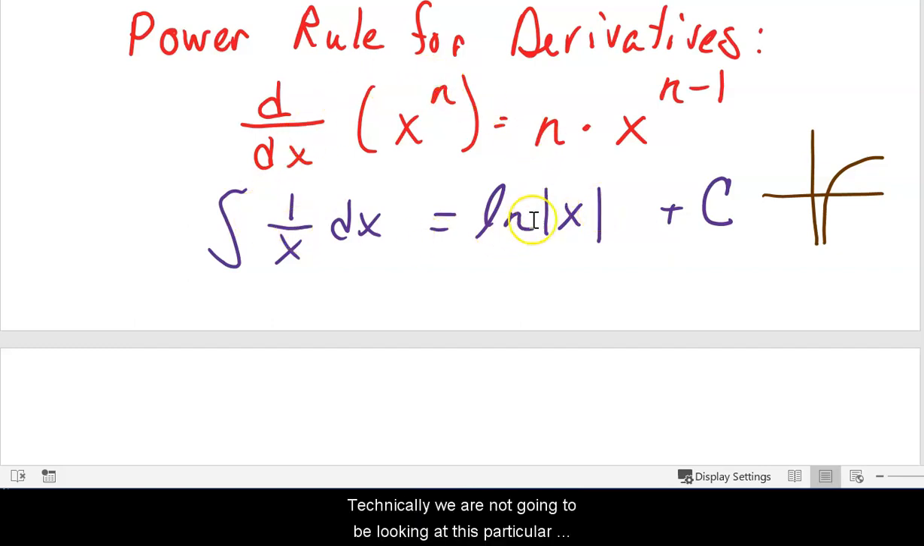Technically, we are not going to be looking at this particular antiderivative until much later in Chapter 5, but just in case it crops up somewhere, I thought I'd go ahead and give it to you here. Technically, I believe it's either in section 5.6 or 5.7 in Chapter 5. But I've given it to you here in case you run across it in one or more examples.